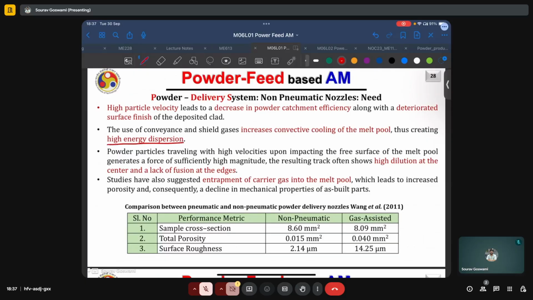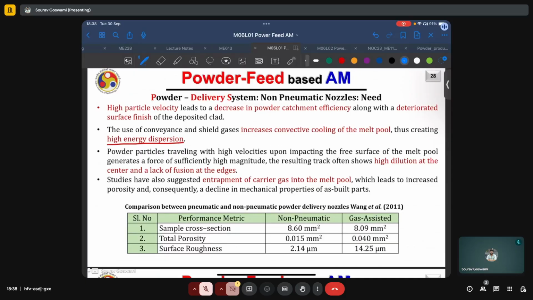The use of conveyance and shield gases further increases convective cooling of the melt pool, thus creating high energy dispersion, because these gases will typically be fed at a significant volume flow rate. Say numbers like 10 to 30 liters per minute are very common. And because of such high flow, they will also produce convective cooling on the surface of the melt pool. Additionally, this will lead to the generation of surface waves and will significantly disperse the energy deposited into the system by the laser.